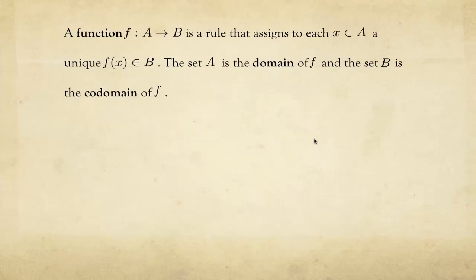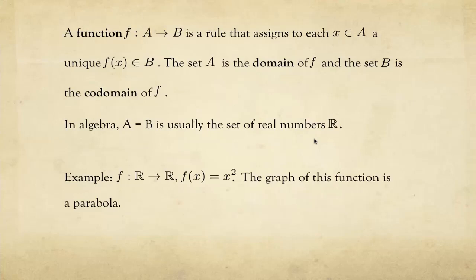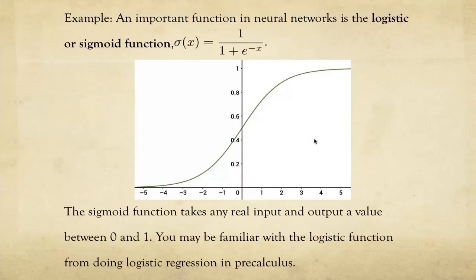A function f from A to B is a rule that assigns to each x in A a unique f of x in B. So the set A is called the domain of f, and the set B is the codomain of f. So in algebra, usually we have A and B as the real numbers. So for example, f of x is x squared. It's a function from the real numbers to the real numbers. This is the graph of a parabola. We saw this logistic function in the first lecture. So here's the graph of it. It's 1 over 1 plus e to the negative x. It has domain all real numbers, and the output is from 0 to 1.